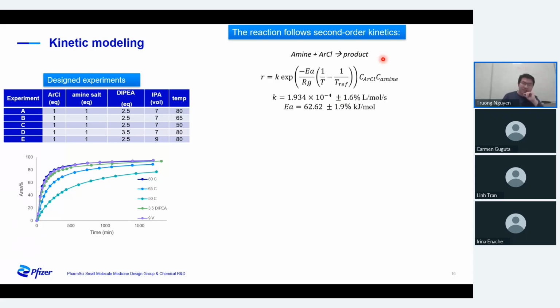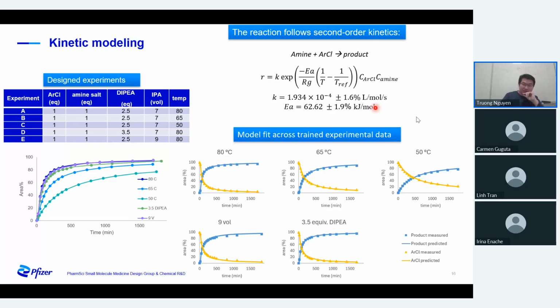So you can also see the model fit across the training data. It has a very good fit across the 5 experiments. So this suggests that we may have a good model to do reaction optimization or predict scenarios of the reaction conditions. But first of all, we need to validate the model.